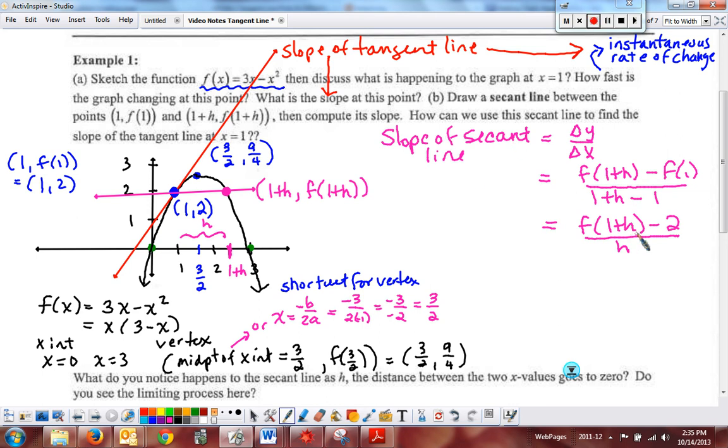And basically all I need to know is what h is, plug it in, and that'll give me the slope of the secant line. Now the slope of the secant line, that is a rate of change. However, it's not the instantaneous rate of change. It's what we're going to be calling the average rate of change.